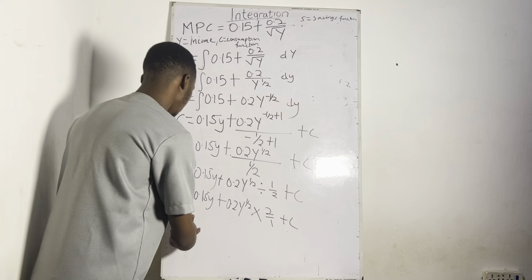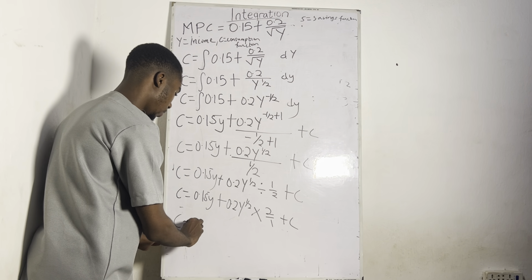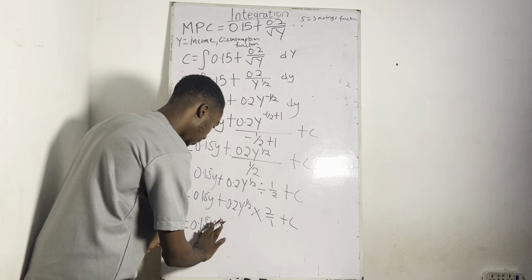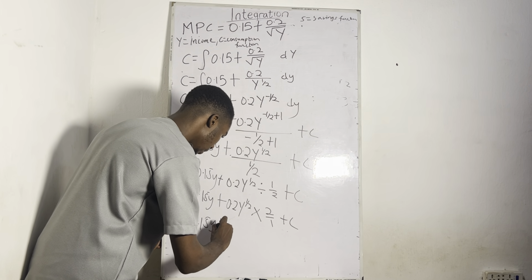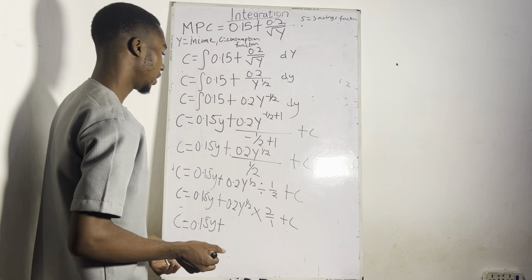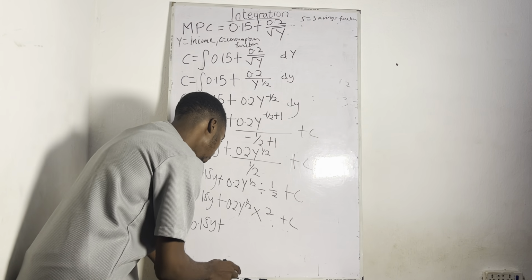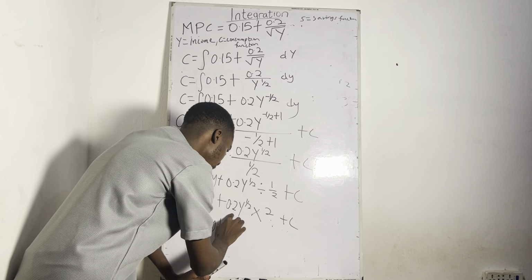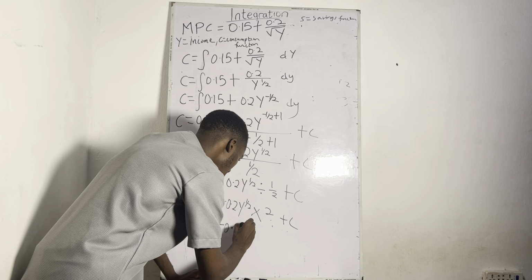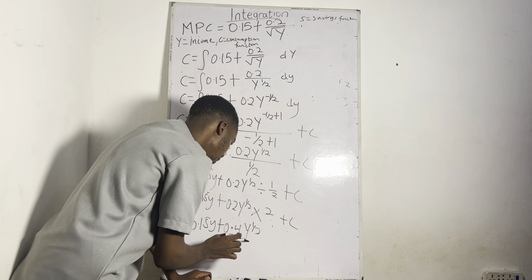Then we can simplify this part. So we have the c is equal to 0.15 y plus 0.2 y exponent half times 2 over 1. It's the same as times 2, so you can just make it times 2. So this 2 will multiply 0.2 to become 0.4 y exponent half. The y exponent half is constant, but when 2 multiplies 0.2, you get 0.4.